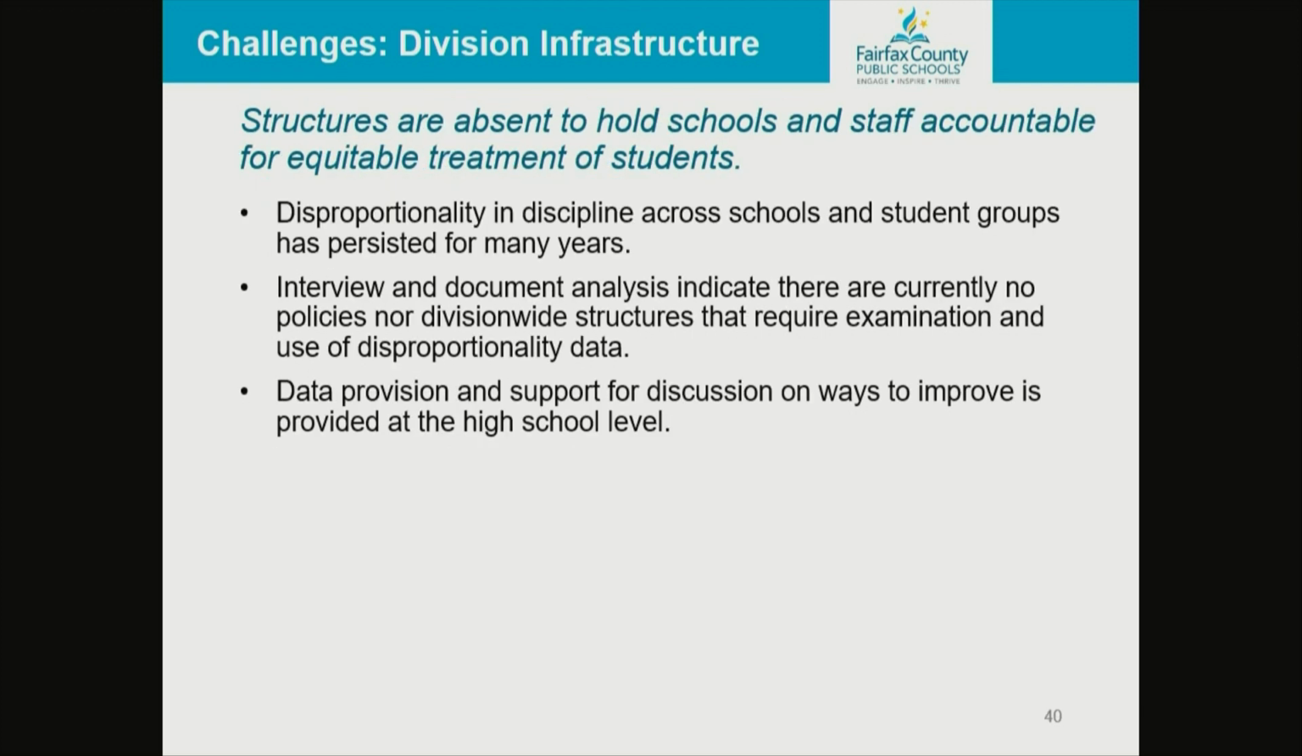A second area in terms of infrastructure is that, in general, staff and schools are not being held accountable for equitable treatment of students. While we are doing some things at the high school level to provide data on an ongoing basis, and while we do have things as part of caring culture that hold the division accountable, schools are not being provided with information they can consistently look at and use to take steps at the time to make improvements and reduce disproportionality.